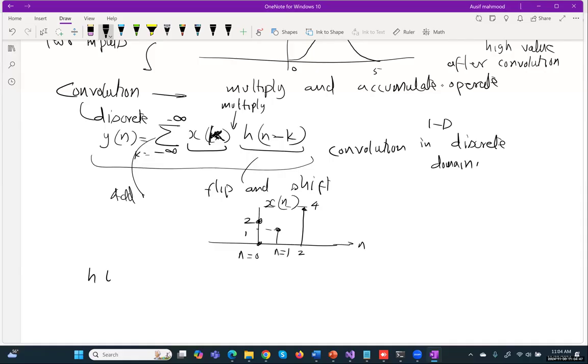If I now say h of n is given to me, I'll pick an easy example. Let's say 1 and 1. Everywhere else it's 0. At n equal to 0, it's 1. At n equal to 1 is also 1. So just 2 values, right? So remember, if I apply this convolution, what am I doing to this? I'm flipping it first, right? So let me use a different color. Okay, so if I flip it and put it over here, you'll see what will happen.